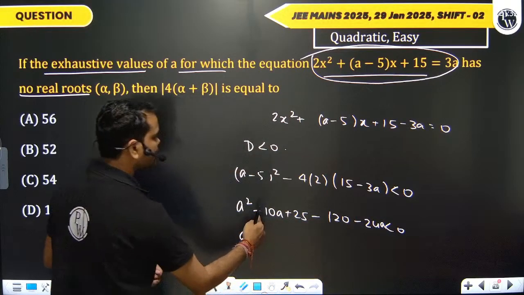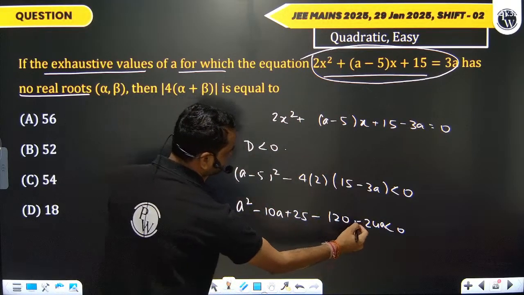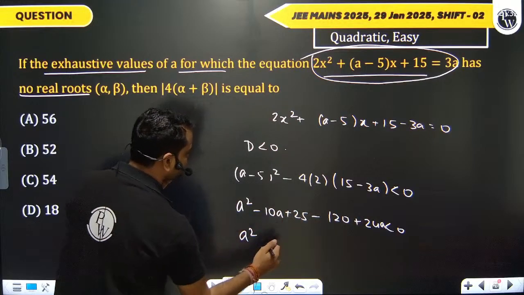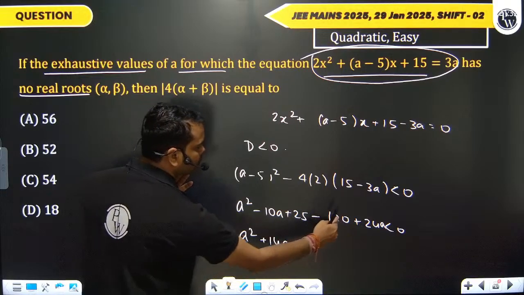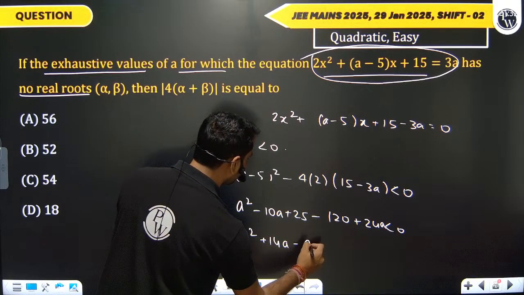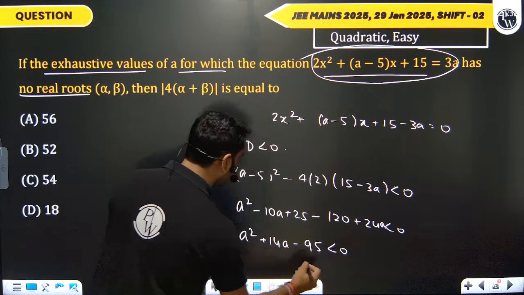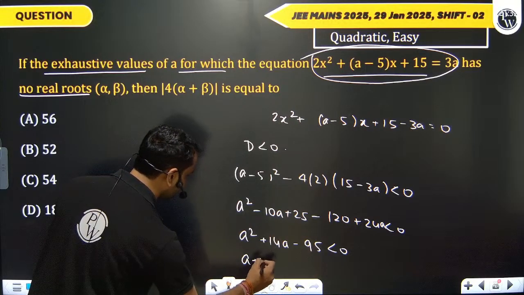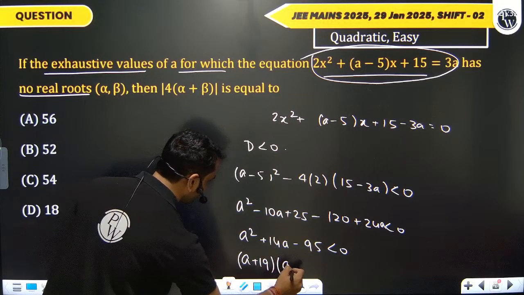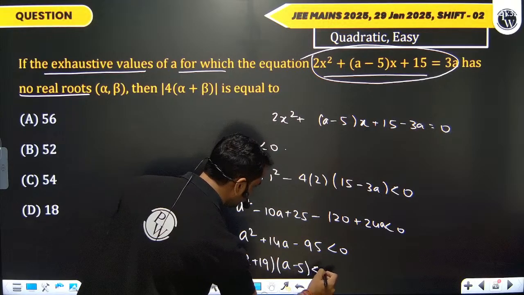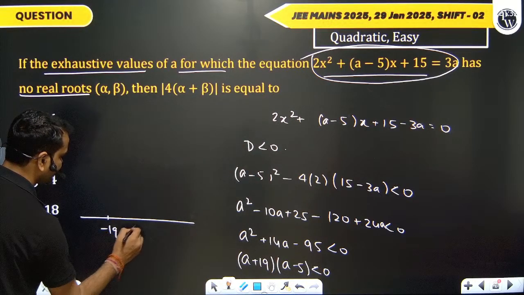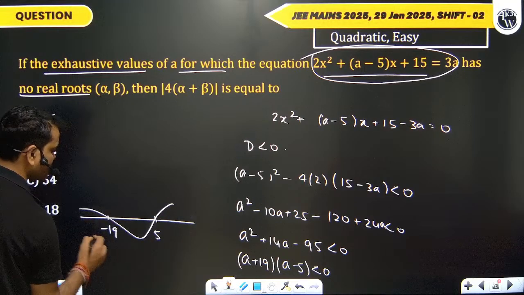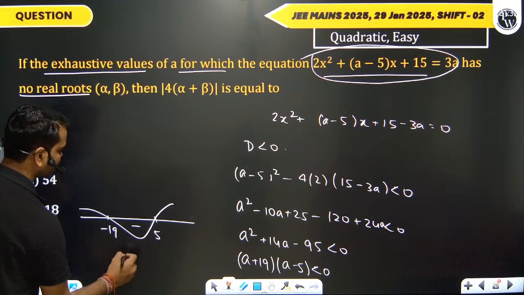Okay, so it is going to come minus plus here, and this is minus. So it is going to come plus of 14a, 25, and this it is going to be minus 95 less than 0. Factorize it. It will be (a plus 19) into (a minus 5) less than 0. Apply the wavy curve. Two roots are there, minus 19 and 5. Run this. It is going to be coming negative.